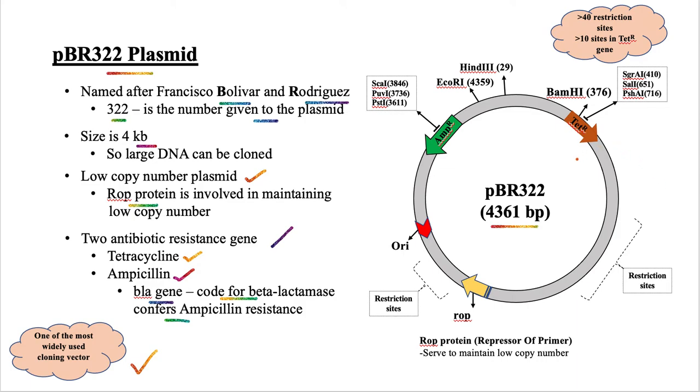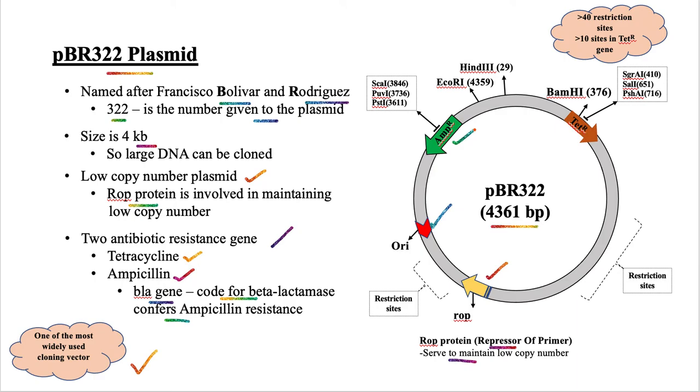Now let's come to the structure. As I mentioned before, the size is 4361 base pairs. So here is the origin of replication site. You know very well that this site is used to start initiation and to make many copies. And then this is the rop gene, which stands for repressor of primer, and it serves to maintain low copy number. We have restriction sites at this position, and some restriction sites at this position as well. As I said earlier, I didn't mention all these restriction sites just to make it simpler and more understandable.